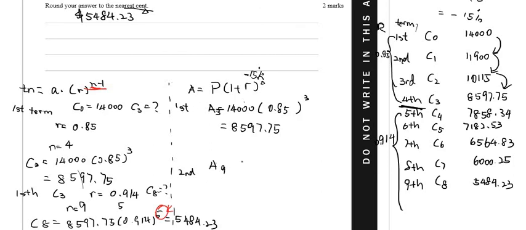And our second stage, our starting value, after 8 years, our starting value becomes $8,597.75, and my depreciation rate here is 8.6%, so that's 1 minus 8.6%, which is 0.914 to the power of 5. So after another 5 years, now the amount is 5,484.23. So that's how you can solve these questions by 3 different methods.